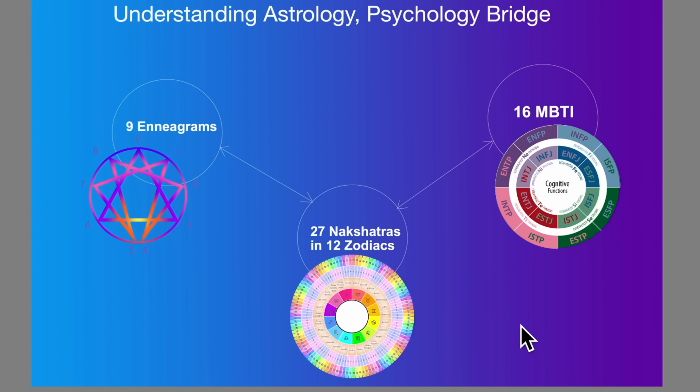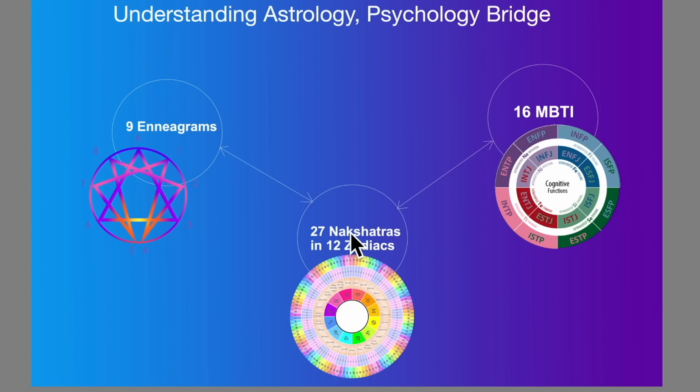In this series of videos, we are going to uncover the hidden layers between understanding the 9 Enneagram types in the Enneagram system of psychological evaluation, which has 9 basic archetypes, bridging with the 27 Nakshatras in the 12 zodiac signs of Vedic astrology. And we shall also borrow from the 16 Myers-Briggs type indicators of personality into the 27 nakshatras in 12 zodiac signs. So we'll basically bring the Enneagram as well as MBTI models into the 27 nakshatras.